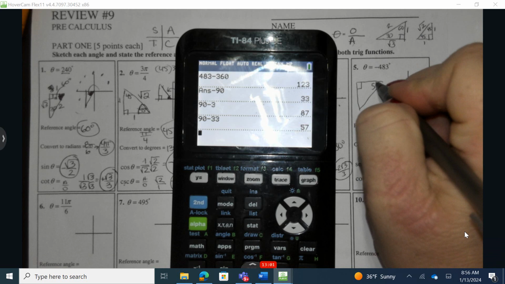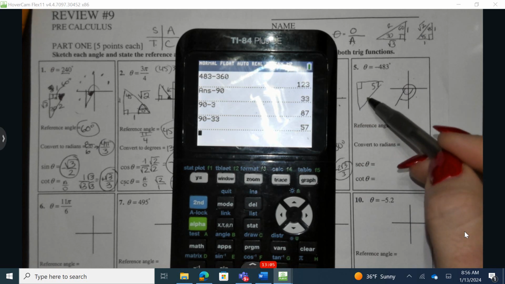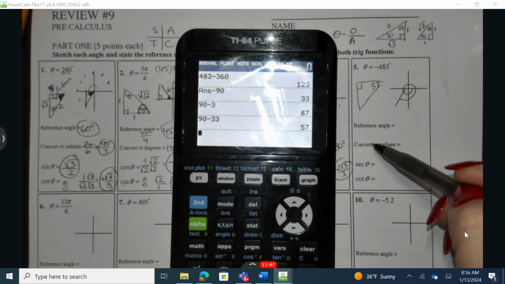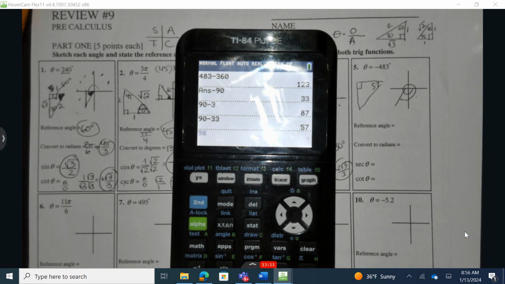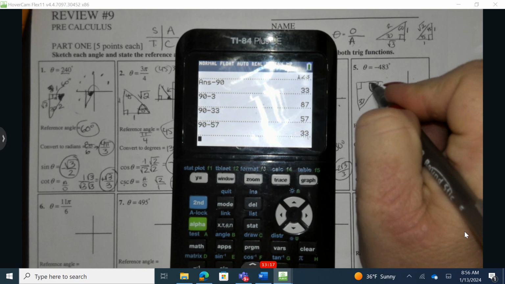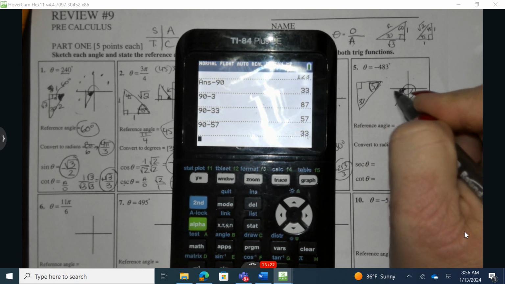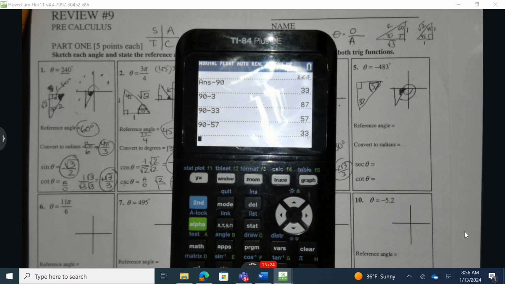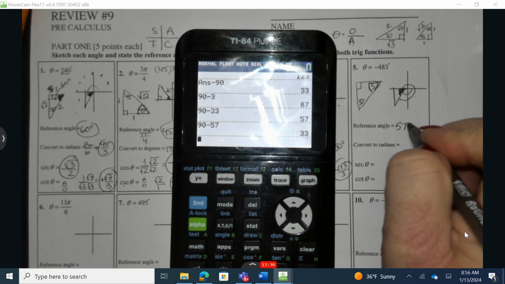Well, if I take 90 subtract 33, I can see I have a reference angle of 57. Okay, so in a triangle, we know all of the angles add up to 180. Well, I already have a 90. That means these two angles have to also add up to 90. So 90 subtract 57 gives us that 33. This is the reference angle. It is the one closest to the origin, and it's created using the x-axis. So my reference angle here is 57 degrees.